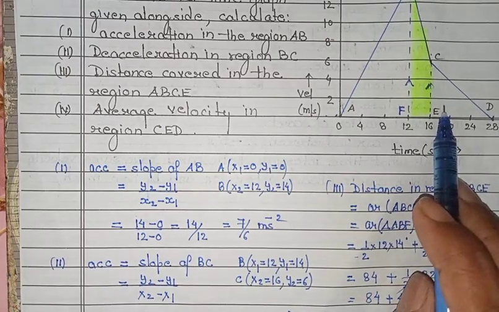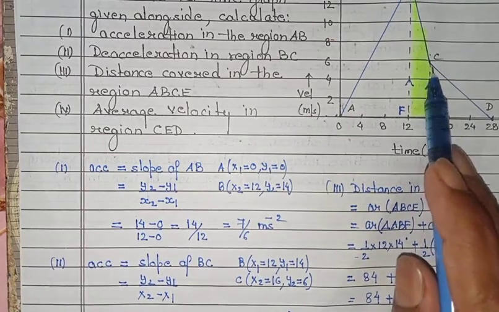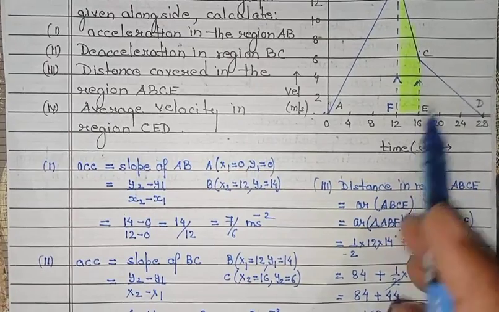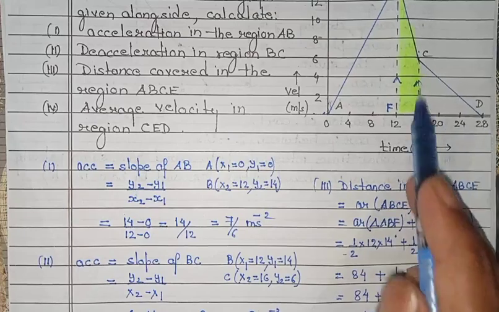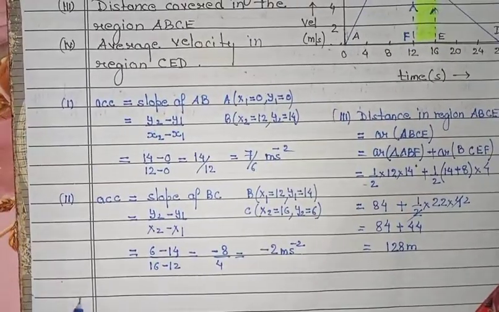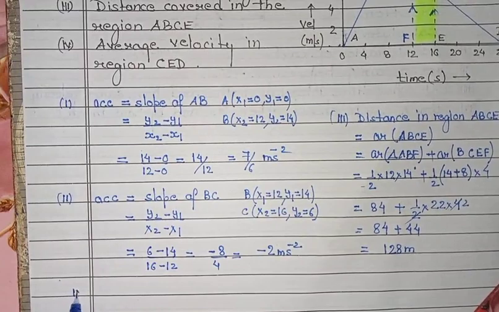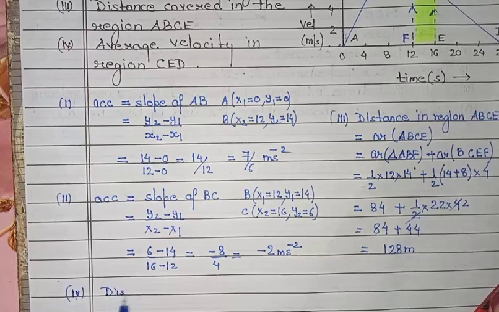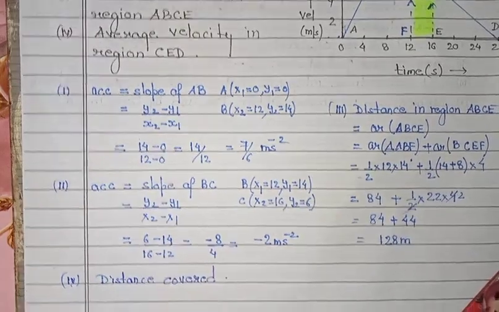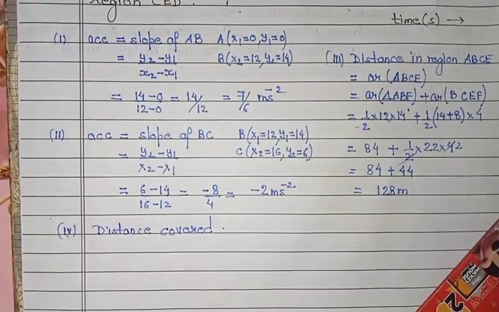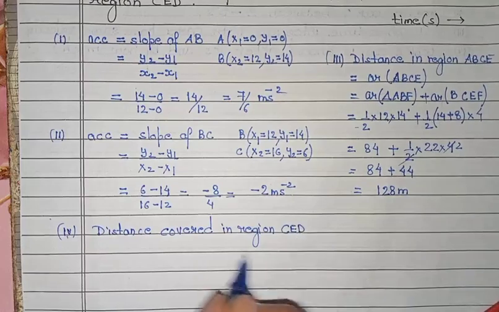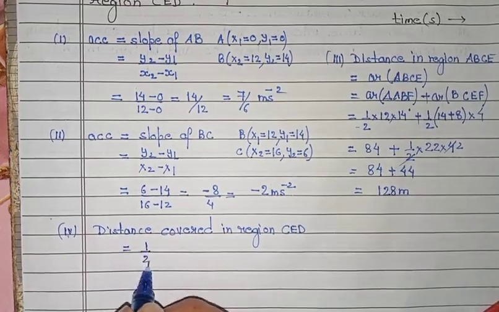Now to calculate the average velocity in the region CED, first we will get the distance traveled in the region CED. As you can see from the figure, the distance traveled in the region CED will be equal to the area of the triangle CED. So first of all, we are going to get the distance covered in region CED. Now the region CED is a triangle, so you can get the area of the triangle.